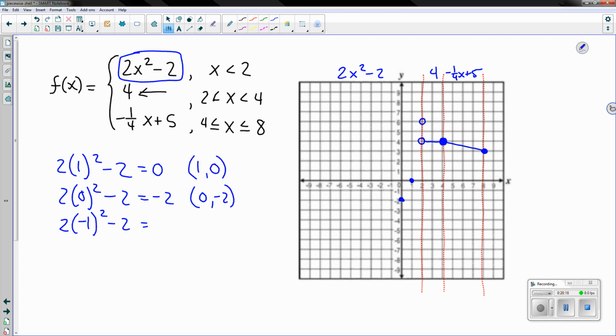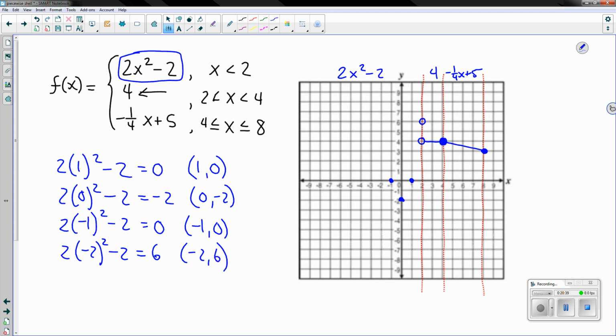-1 squared is +1, times 2 is 2, minus 2 is 0. So when I plug in -1, I get 0. So now that I'm back to 0, it looks like the U has made its turn. So let's get at least one more point here. So I'm going to plug in -2. So -2 squared is +4, times 2 is 8, minus 2 is 6. So we're going to get -2, 6 as a point.